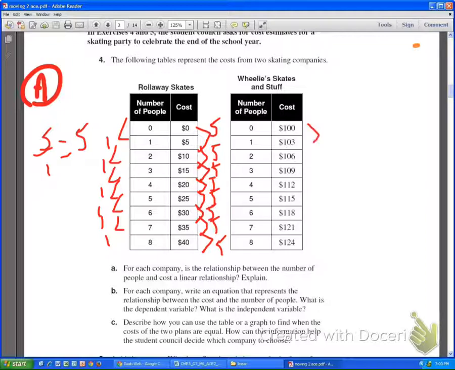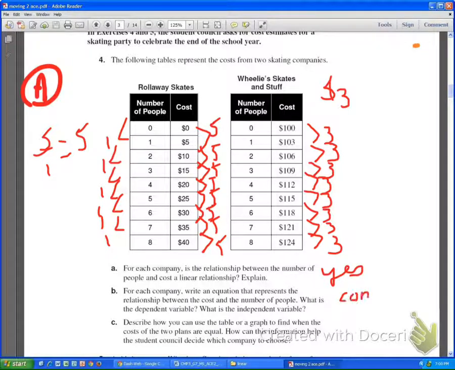On this one, this is adding 3, this is adding 3, and so on. I don't have room to put the ones in over here, but this is 1, so 3 divided by 1 is 3. So there's a constant rate of change here, which is $3. So this is a linear relationship because there's a constant rate of change, and so I write yes, constant rates, because both have constant rates. That's more than one, so it's plural.